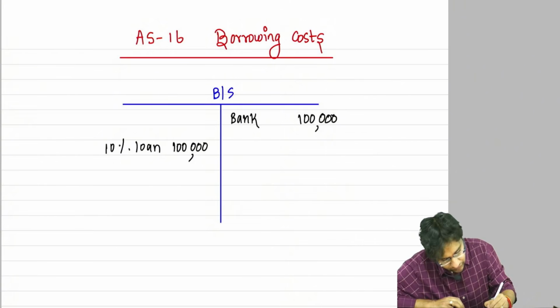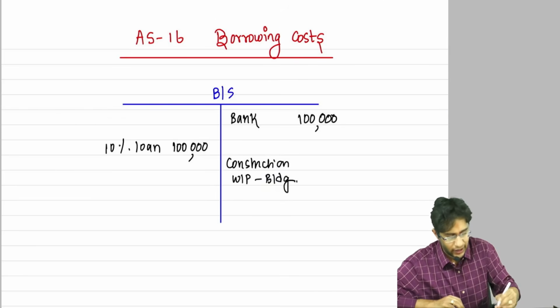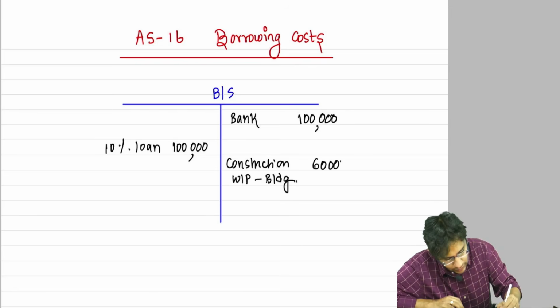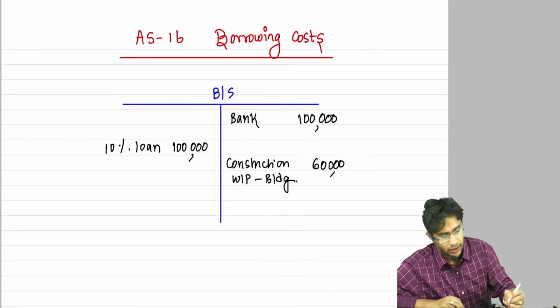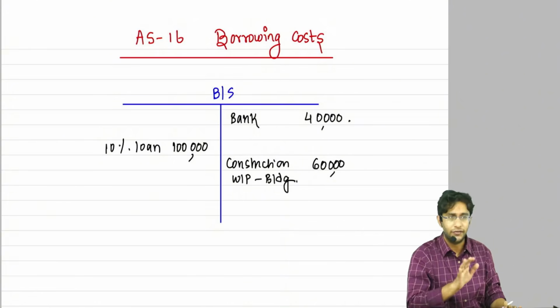Now, by the end of the year, construction work in progress. Building is under construction. On this building, this fellow already spent an amount of 60,000 rupees. Work is still incomplete. The remaining money is 40,000 rupees that is there in your bank account like that only. At the end of the position.